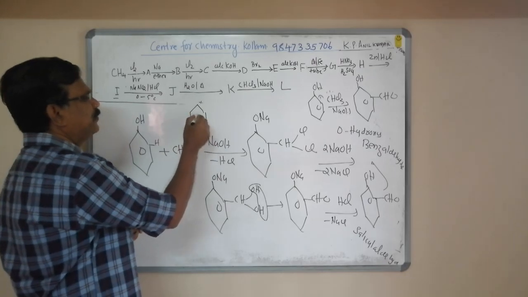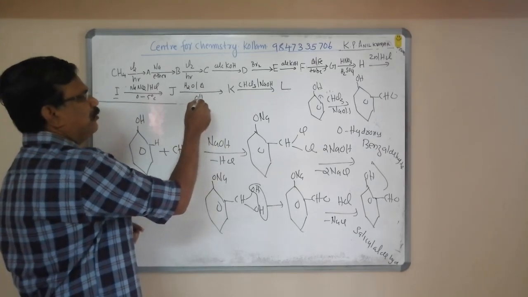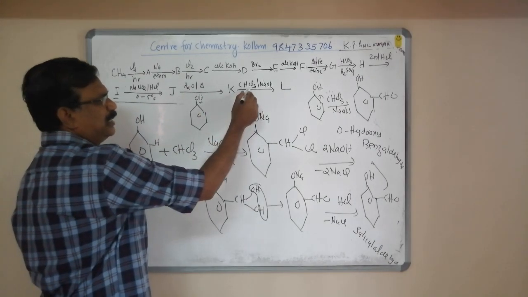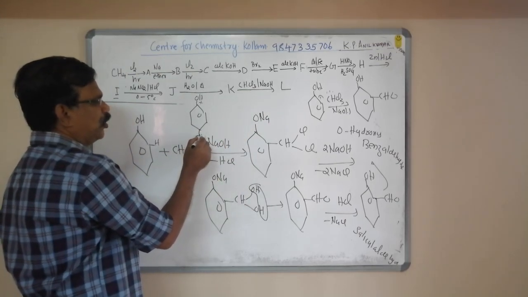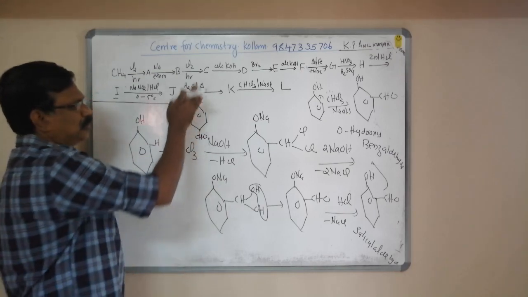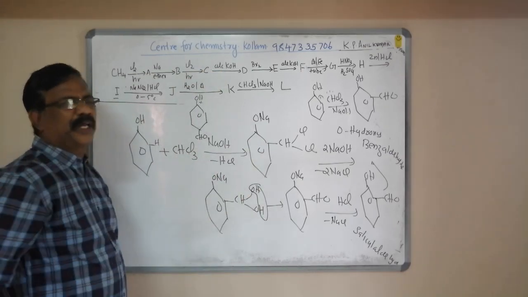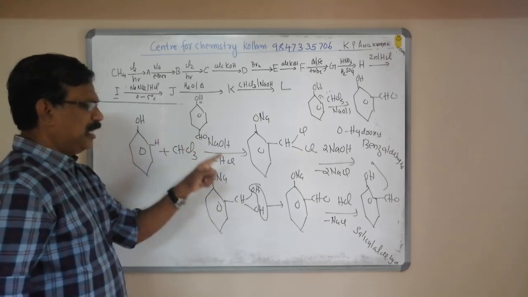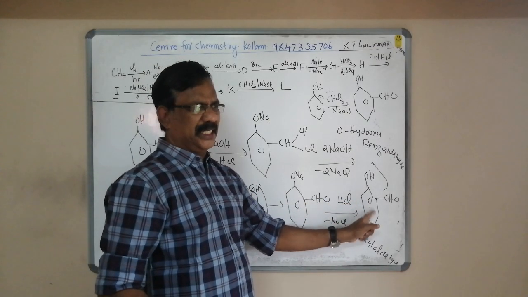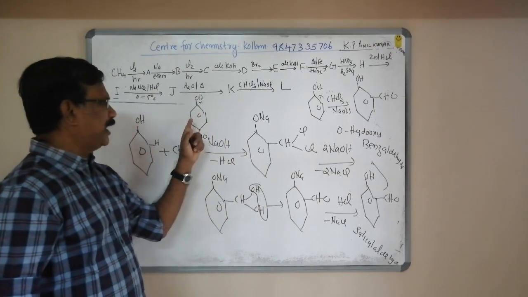In the same way, K is phenol. After adding CHCl3 and NaOH, the CHO group is introduced into the para position also. So this is benzaldehyde and this is para-hydroxy benzaldehyde. But this product is a minor product and this is the major one. This is the major one and this is the minor product.